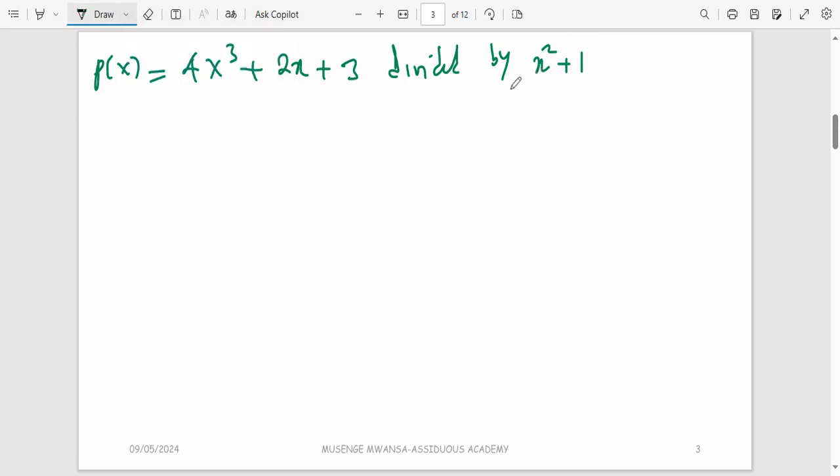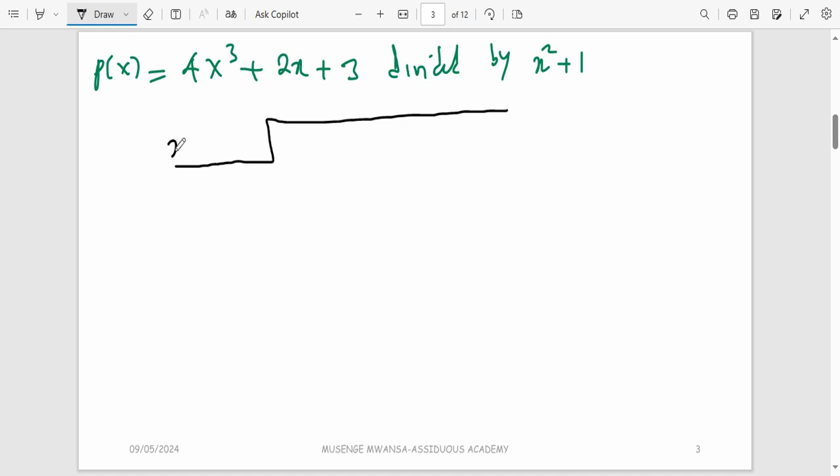What will be the quotient and the remainder? Now for this one, you can't equate it to 0, go to find the value of x and then you start substituting it to find the remainder. Never do that. You only equate it to 0 when the divisor they've given you is linear. So how can you find the remainder and the quotient here? The only thing you can use here is long division. That's all. There's no other method unless you discover one.